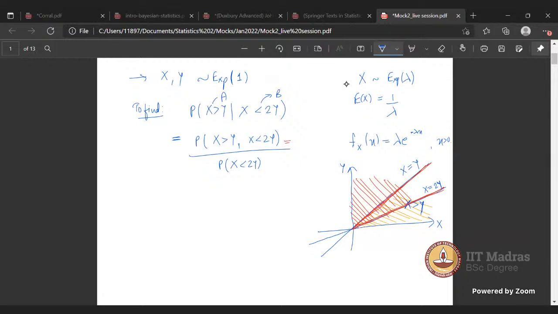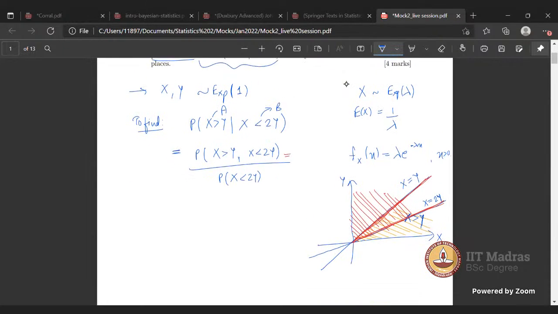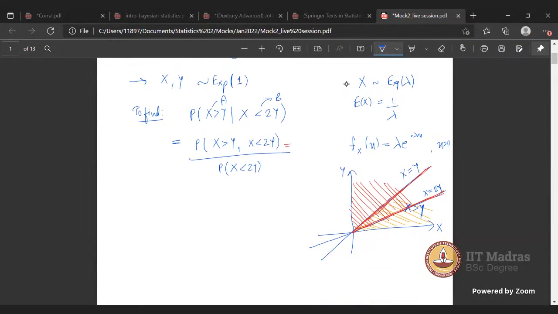No. See, it is given that x and y are exponentially distributed, that is, with parameter 1. The individual x and individual y have this exponential distribution. Okay, and this is one event, x is greater than y. This is one event.